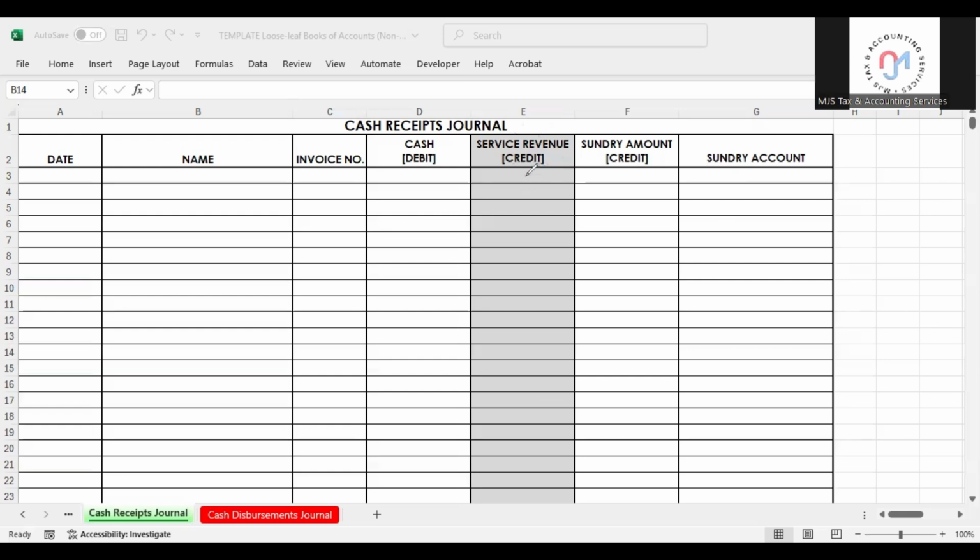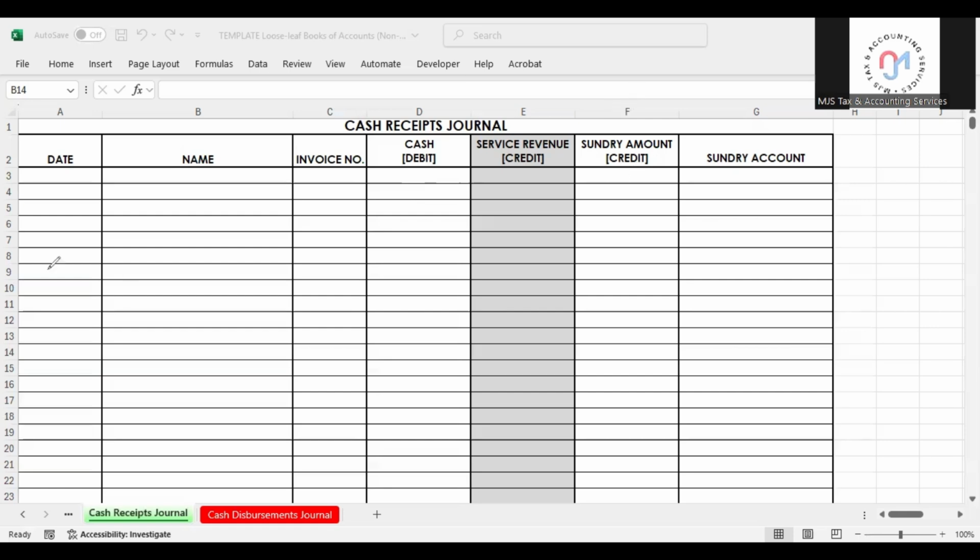This formula is a very simple formula wherein it captures the amount that is written here in the cash column if the sundry amount is also blank.